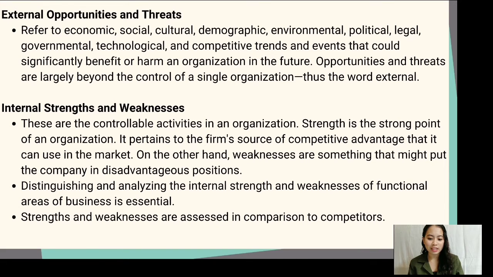Distinguishing and analyzing the internal strengths and weaknesses of our functional areas in the business is essential. Why? Because it can make or break the organization. Strengths and weaknesses are assessed in comparison to our competitors. We compare our own organization to our competitors in order to know what our strengths and weaknesses are.